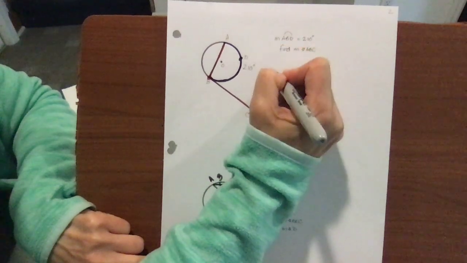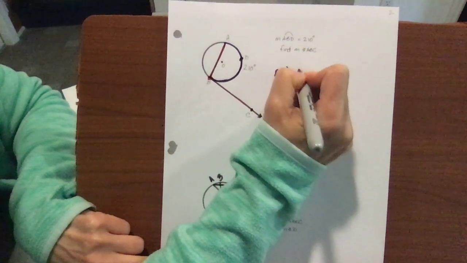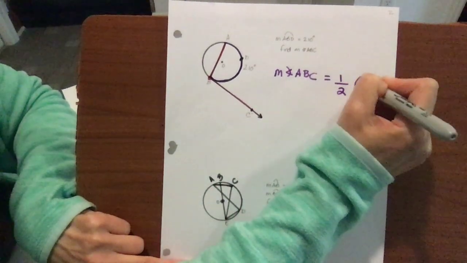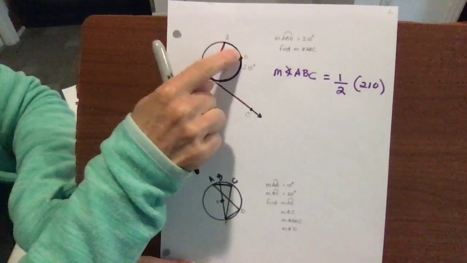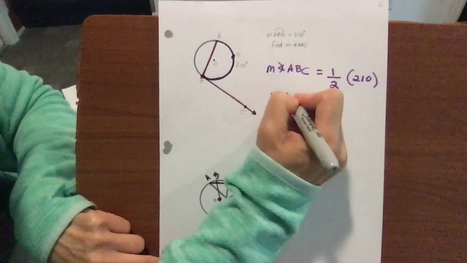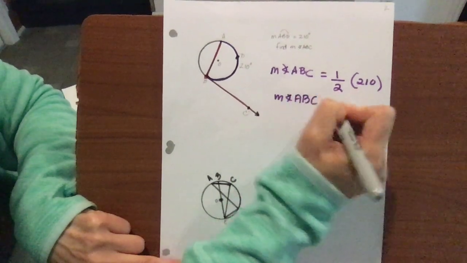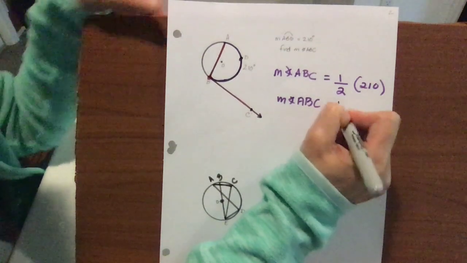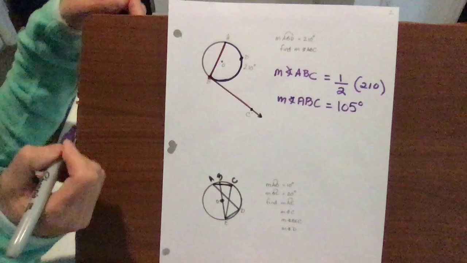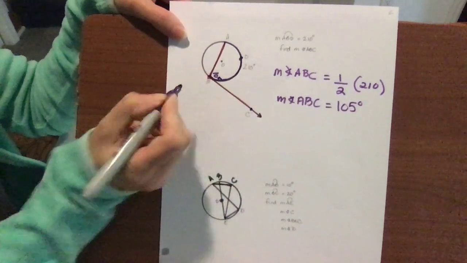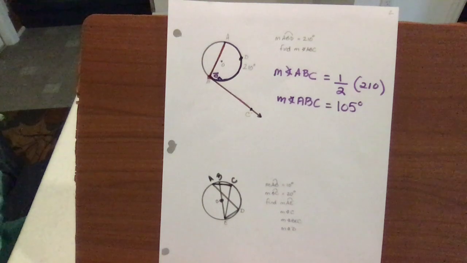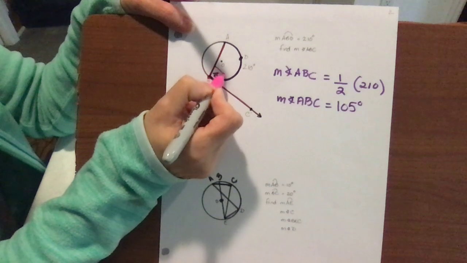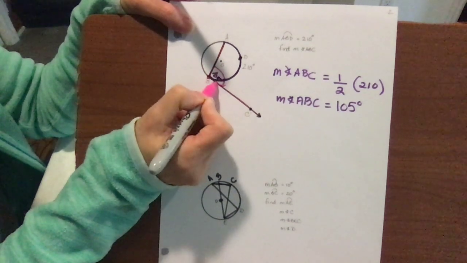So the measure of angle ABC is equal to half of the intercepted arc, which is 210, which is the major arc ADB. So that's going to be 105 degrees. If you want to write that in here, it's good right there. What's interesting about the angle that you should note is that the angle is not all internal to the circle. This angle actually is partially in the circle and partially outside the circle. Tiny bit, but it is.